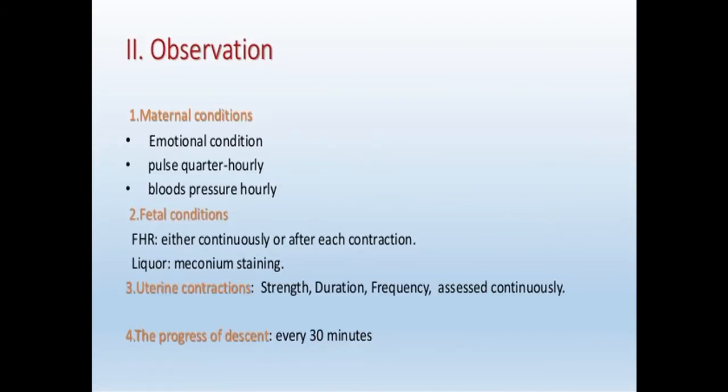Second is observation. First was the preparation of the mother. The things to be observed are maternal condition, fetal condition, uterine contraction, and progress of labor. Maternal condition includes the emotional condition of the mother, the pulse quarter-hourly, and blood pressure hourly. For fetal condition, the fetal heart rate can be checked either continuously or after each contraction. Liquor: when the membranes are ruptured, we have to check the liquor for any meconium stain. Uterine contraction has to be observed for its strength, duration, and frequency, assessed continuously. The progress of descent has to be observed every 30 minutes.